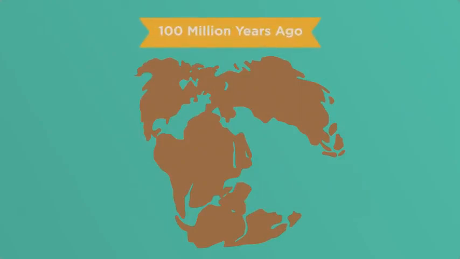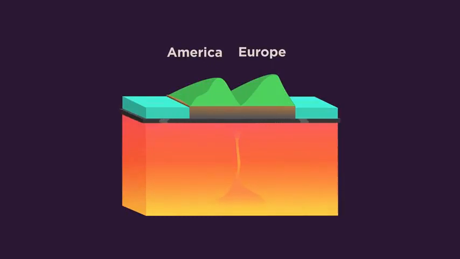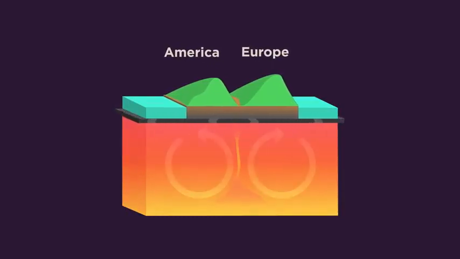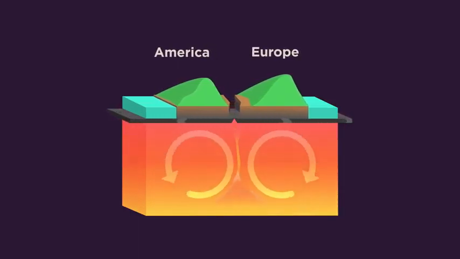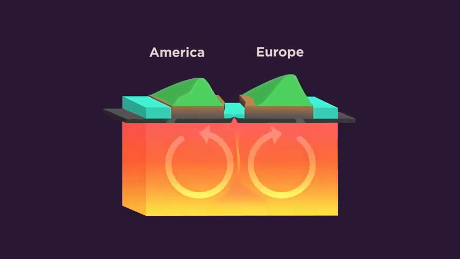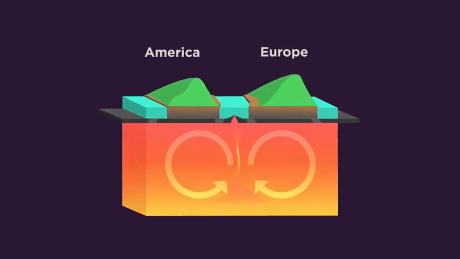100 million years ago, when dinosaurs roamed the Earth, Europe and America were joined, and there was no Atlantic Ocean. These convection currents gradually pulled the two continents apart. First, a rift valley formed, which got flooded with seawater, and the new Atlantic Ocean was born.